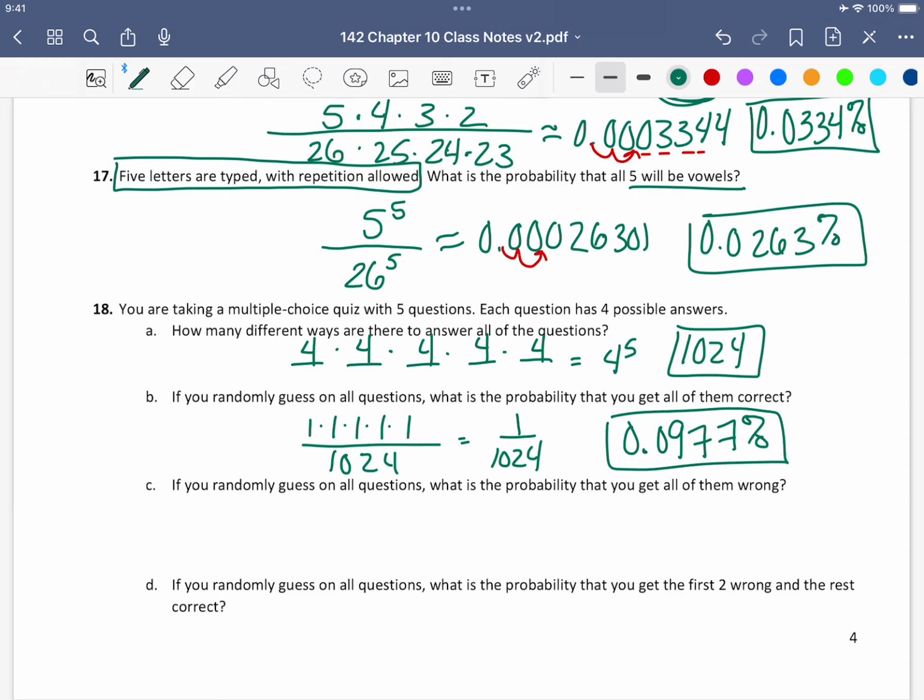For C, again, we're going for a probability, so we know our denominator is 1024, or 4 to the fifth. This time it says we're randomly guessing, what's the probability you get all of them wrong? So again, I mentioned before, we're working under the assumption that each question has 1 right and 3 wrong answers. So that means that there are 3 ways that you could answer each question incorrectly. So 3 to the fifth. Again, once we multiply out and then divide that, turn it into a percent, we're going to get 23.7305%.